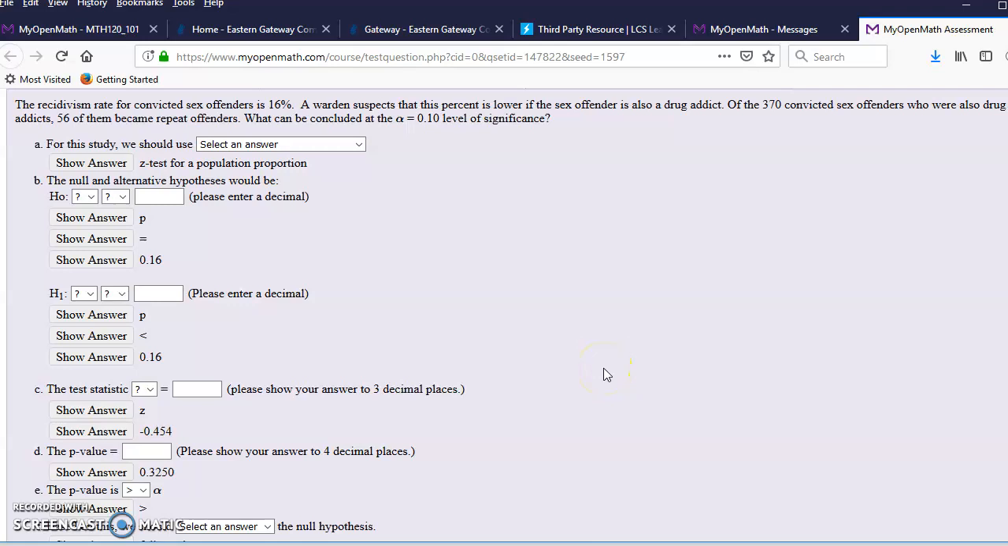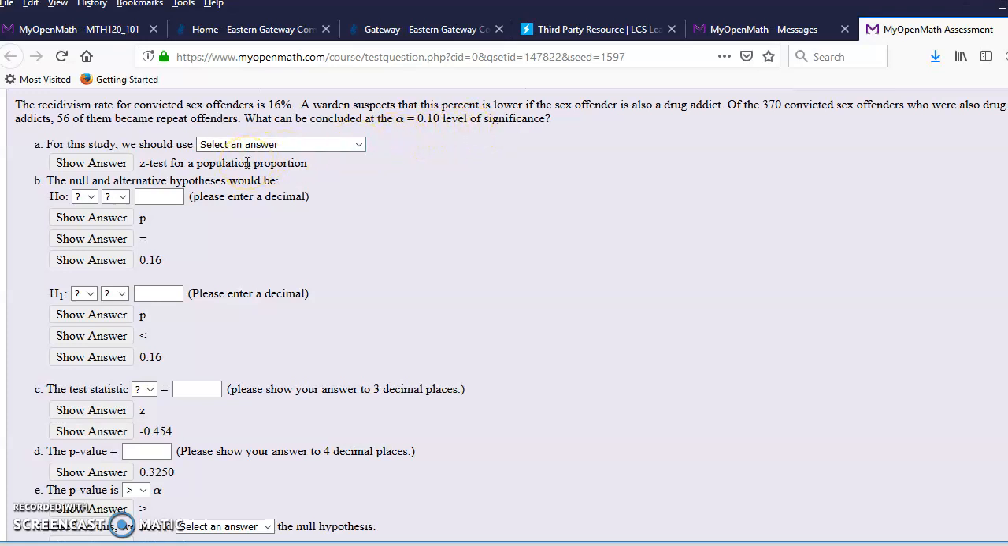Okay, this is a nice fun problem. The rate for convicted sex offenders is 16%. A warden suspects this percent is lower if the sex offender is also a drug addict. Of the 370 convicted offenders who were also drug addicts, 56 became repeat offenders. What can be concluded at the 0.10 level of significance?